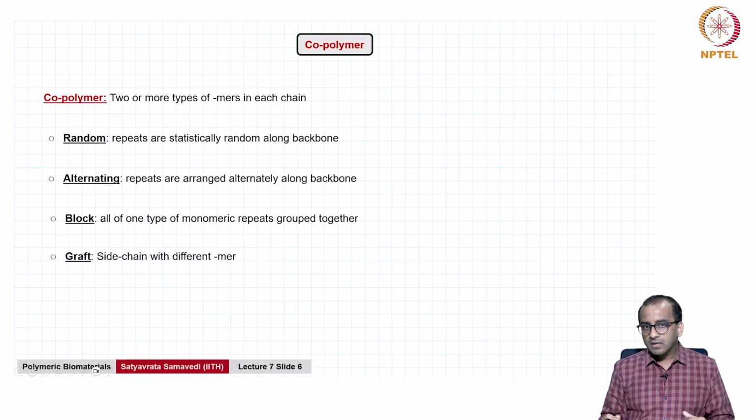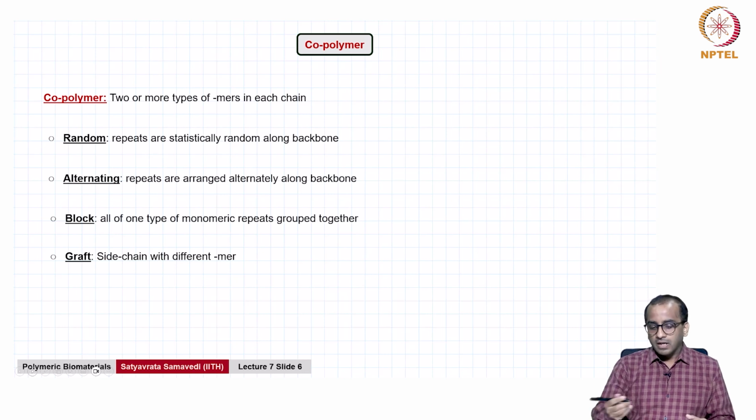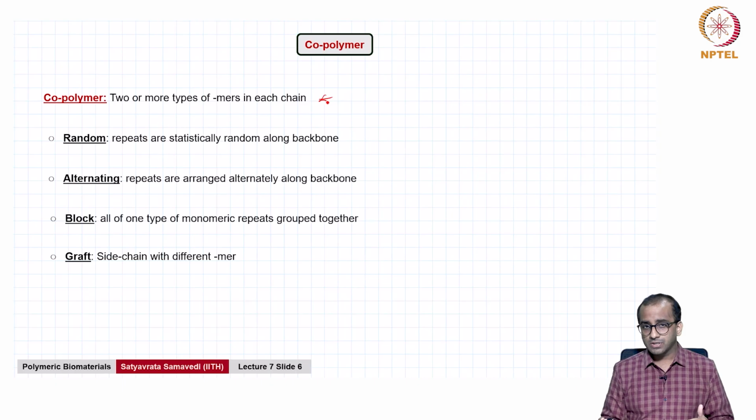Now, we look at another related concept called copolymer. As I said earlier, a copolymer is simply two or more types of mers or monomers in each chain. So, depending on the arrangement of the mers, you can have different types or versions of the copolymer.